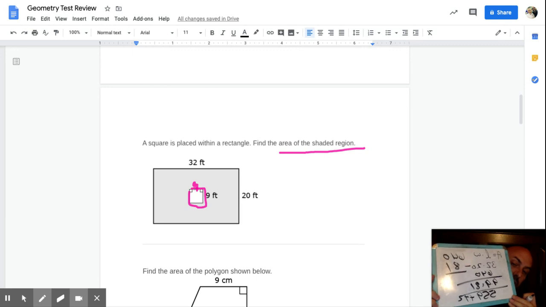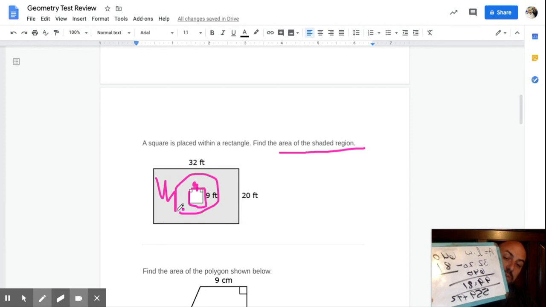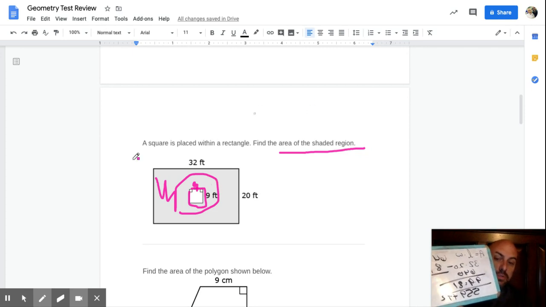Because I only wanted the area of just the shaded part. So I had to find the area of both of these two and subtract, because this was being cut out. All right, so look for some questions like that. That's one of the things that you're going to see as we're doing this.